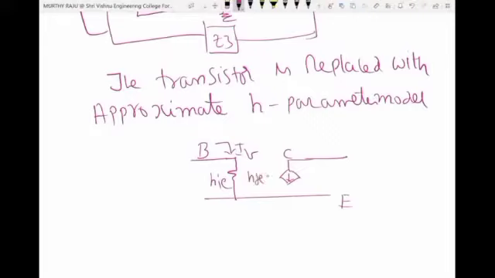Here HFE into IB is the current direction. This is the transistor: the input terminal is the base terminal, the collector terminal is the output terminal, and E is the ground terminal. The transistor is replaced with HIE, HFE, IB. The current flowing through this HIE is IB, and IC is equal to HFE IB. This is the circuit diagram. This is the equivalent circuit diagram of the transistor, the approximated H parameter model.